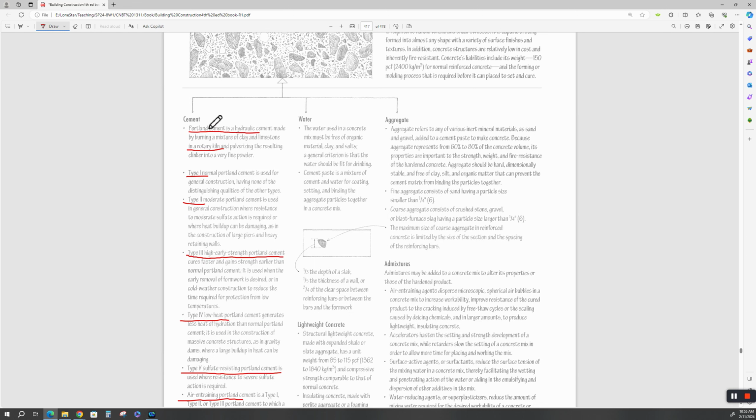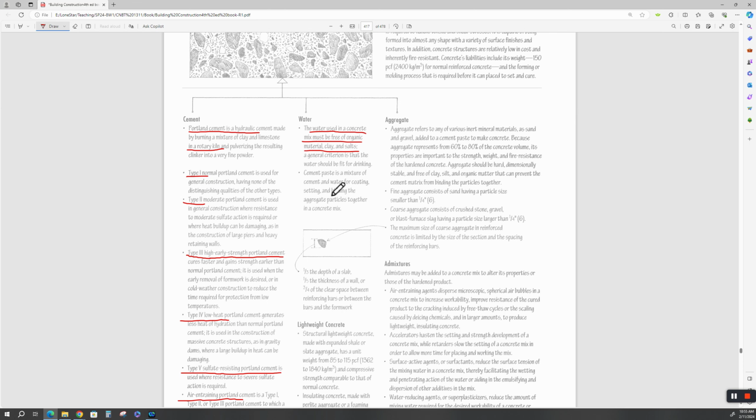So, reinforced concrete. It's cement, it's water, and it's aggregate. The aggregate is fine aggregate, which would be like sand, and coarse aggregate. Okay? All right. Now, the water used in a concrete mix must be free of organic material, clay, and salts. It's got to be good, clean water. You can't use seawater. You can't use salt water. A general criterion is the water should be fit for drinking. It's got to be potable water.